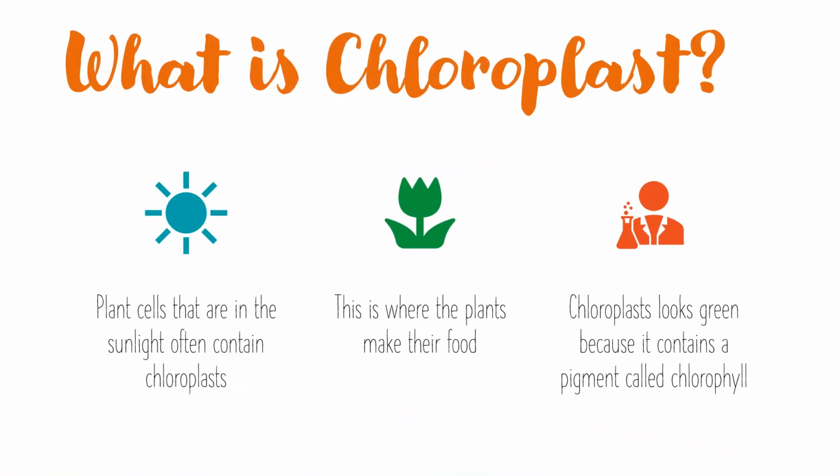What is chloroplast? Plant cells that are in the sunlight often contain chloroplasts. This is where the plants make their food, which is also called photosynthesis. Chloroplasts look green because they contain a pigment called chlorophyll.